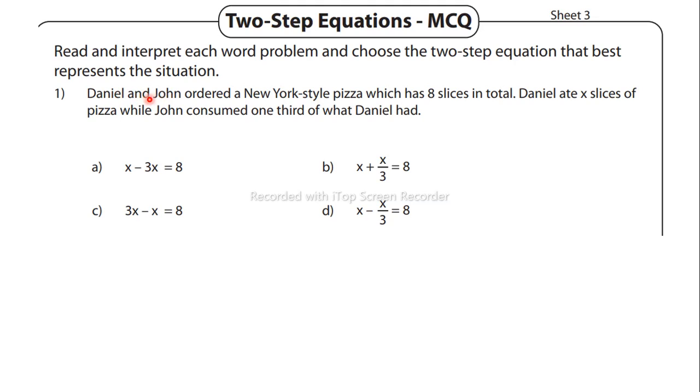Okay, so Daniel and John ordered a New York style pizza, which has 8 slices in total. Daniel ate X slices of pizza, while John consumed 1/3 of what Daniel had. Alright, so which one of these represents the situation clearly?